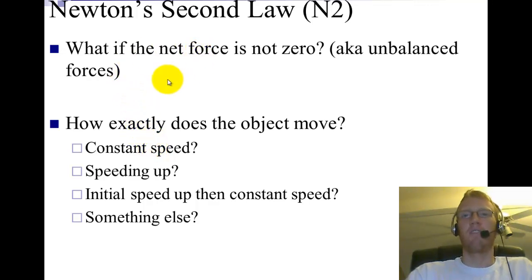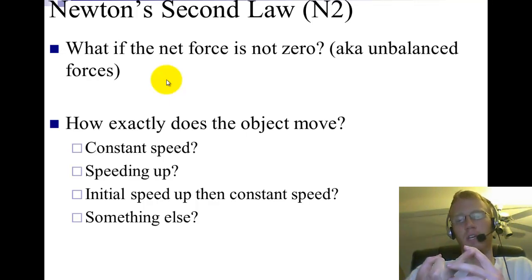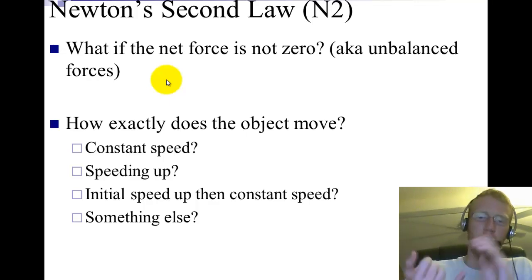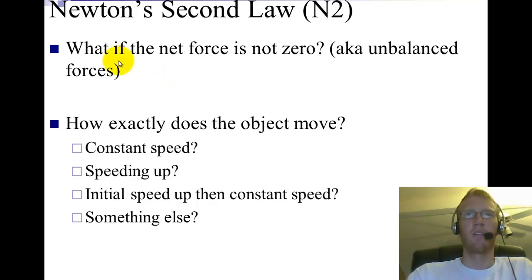So since the net force is not zero, the acceleration will not be zero. If the acceleration is not zero, that means the object must be speeding up or it must be slowing down, and that's going to depend on the direction. Or actually, there's a third option. It could be going at the same speed but changing direction, because remember that velocity is a vector. So a change in velocity could be speeding up, it could be slowing down, or it could be changing direction.